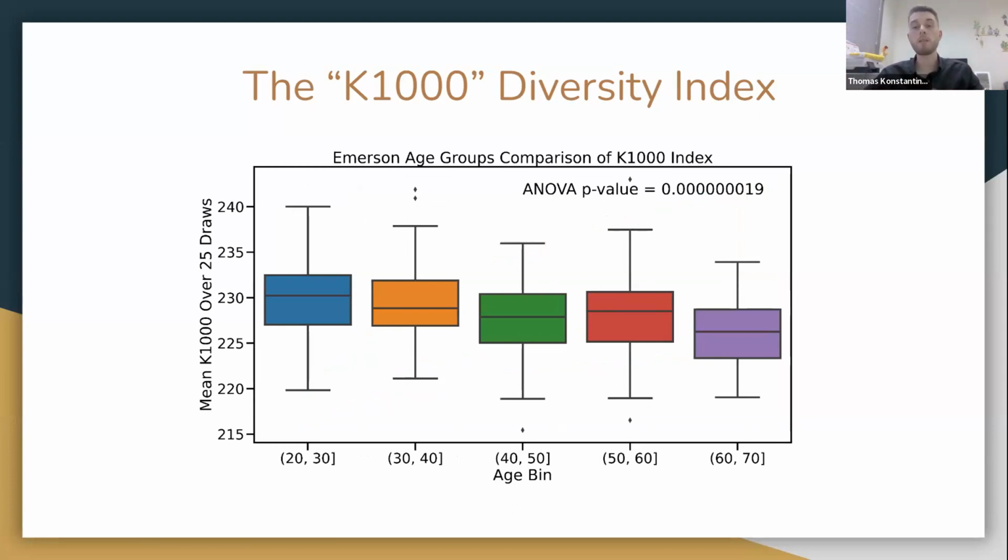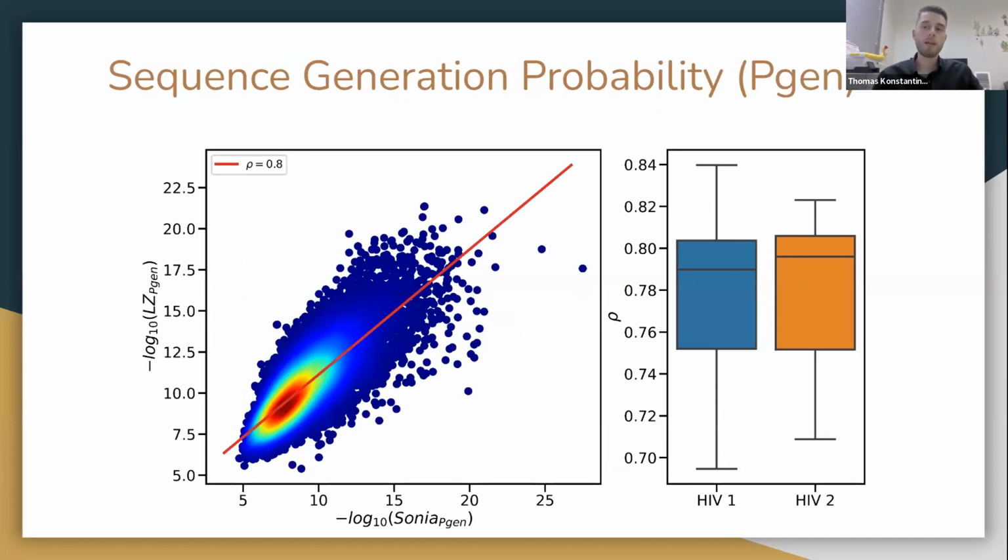So that's the K1000 diversity index. We showed that we can also leverage the LZGraph in order to produce Pgen, to produce generation probabilities of sequences within a repertoire.